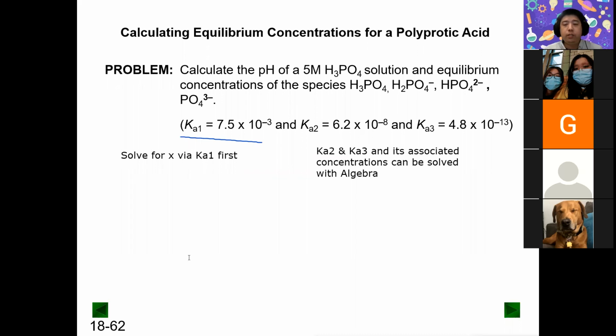Okay, does anyone else still need more time with this one? Professor, I got Ka1 and Ka2, but how do we solve for Ka3 again? Algebraically, you should be able to solve all the stuff. Ka3 itself is given to you, but the concentration to find PO4 3 minus is just algebraically. Okay, thank you. All right, I'll give you a little bit longer to work on this and then we'll go over it.